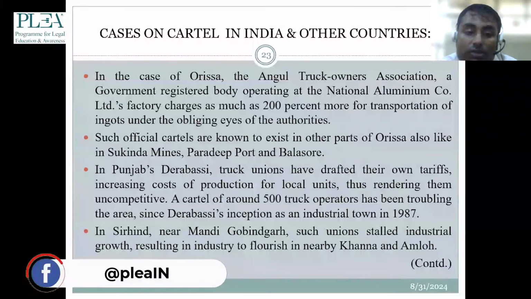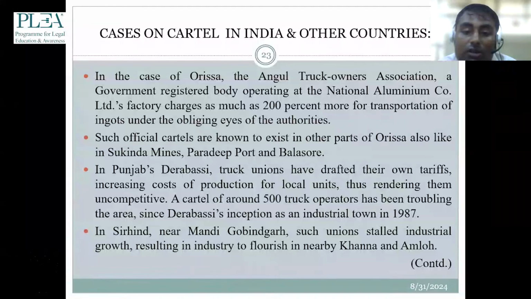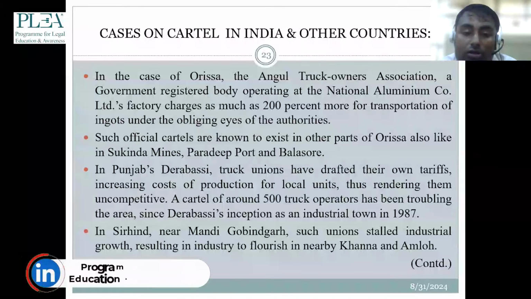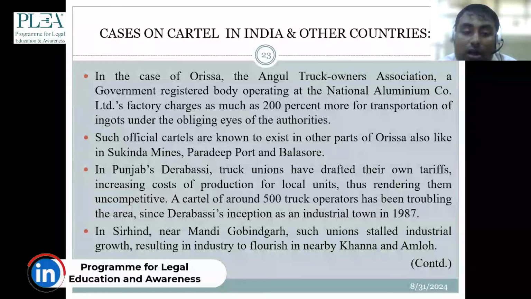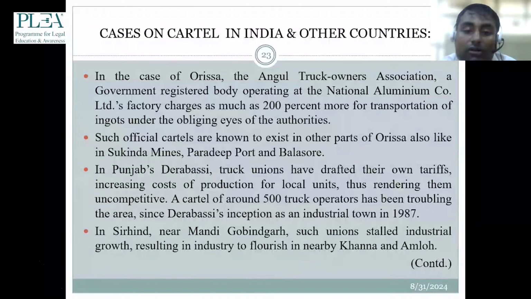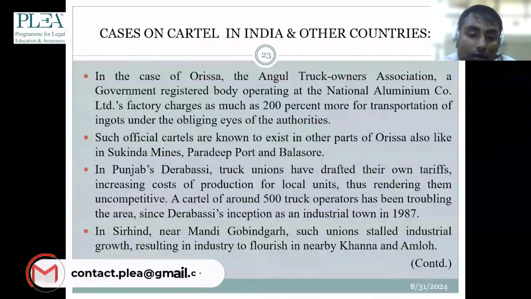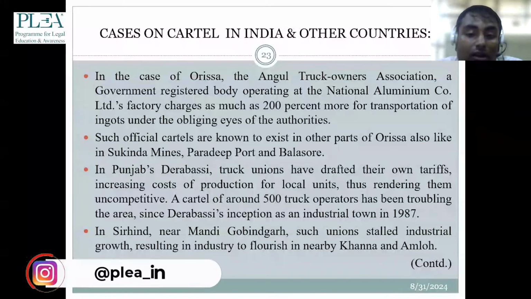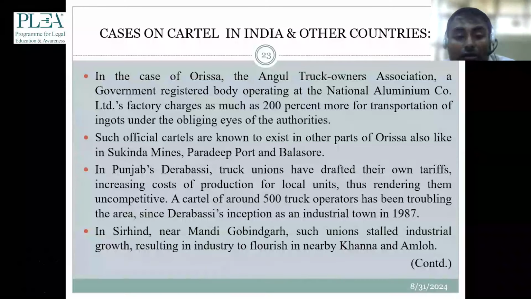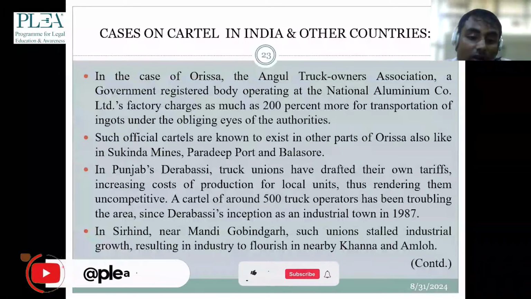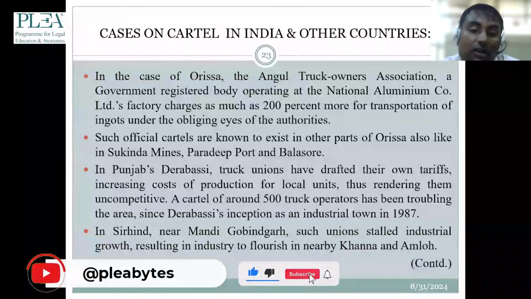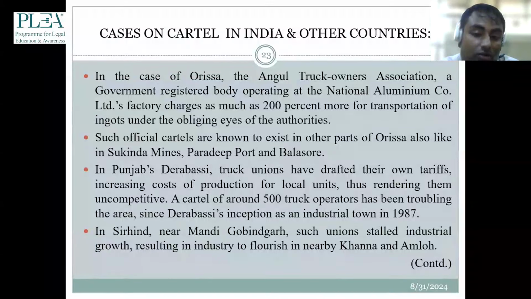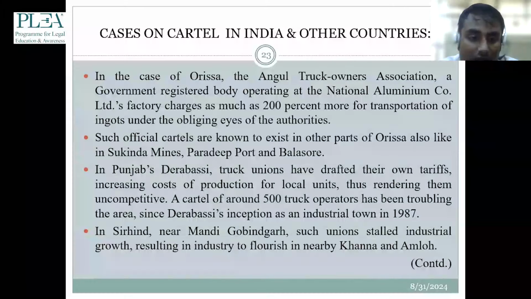In Punjab also, in Punjab's Dera Bassi, truck unions have drafted their own tariffs, increasing costs of production for local units, thus rendering them uncompetitive. A cartel of around 500 truck operators has been troubling the area. These 500 truck operators have created a cartel and are creating trouble for the residents of Dera Bassi, which was established as an industrial town in 1987. In Sirhind, near Mandi Gobindgarh, such unions stalled. So that is the truck unions. They are creating problems in various parts of India. That is the ultimate thing.